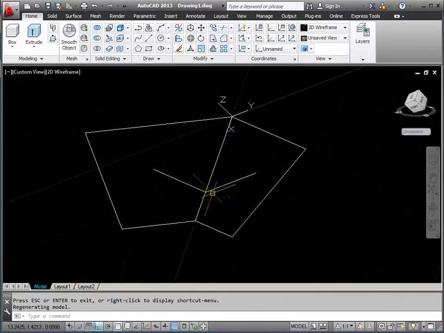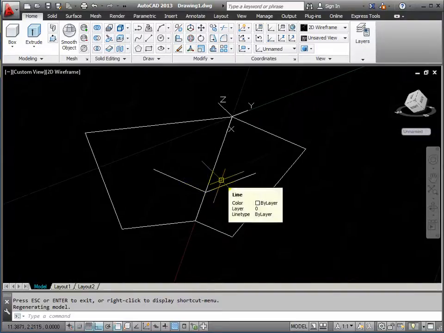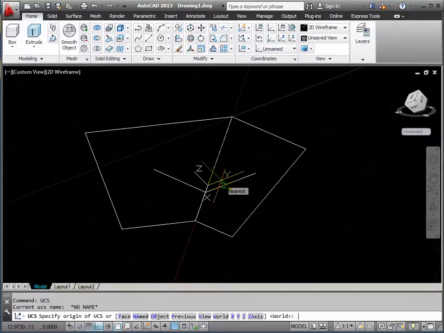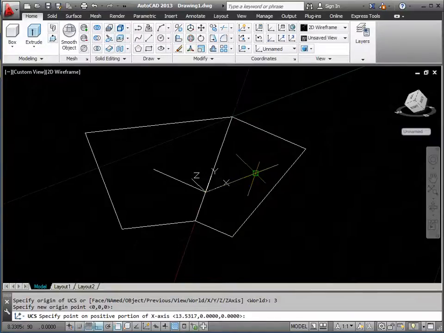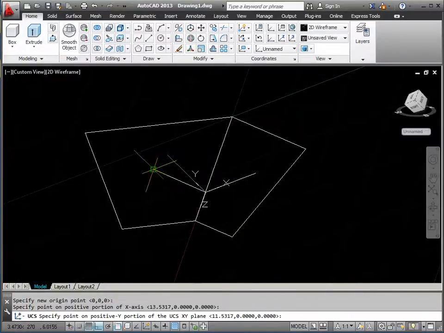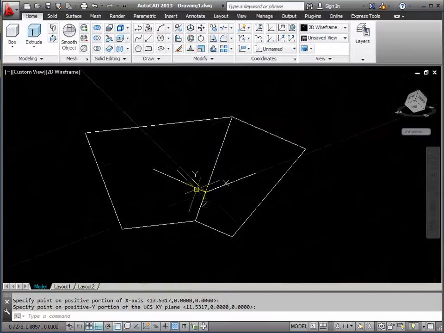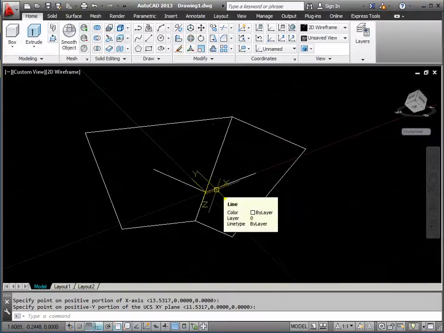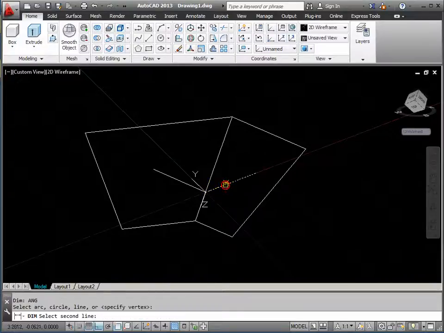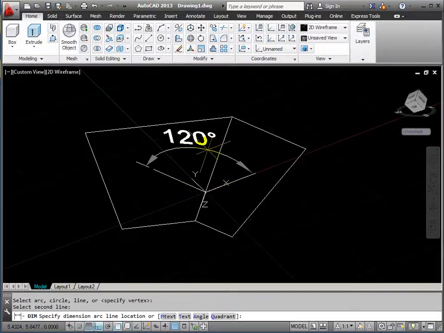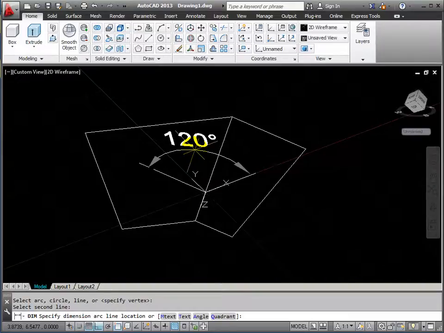Now we set up the three-point UCS between these two lines. So UCS, return, three, return, origin, X direction, Y direction. Now try your dim ang command. So it's dimension angular: dim, return, ang, return. Pick this line, pick this line. That's the angle for the valley gutter.